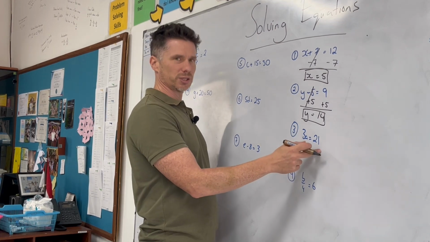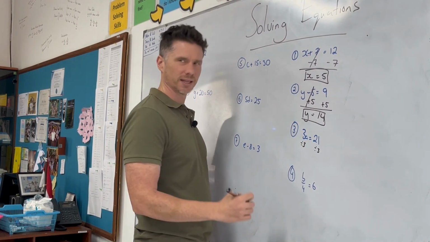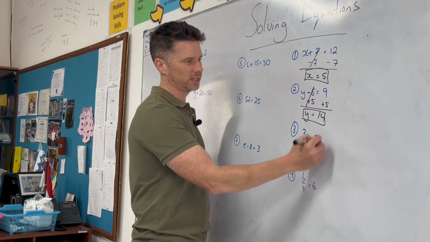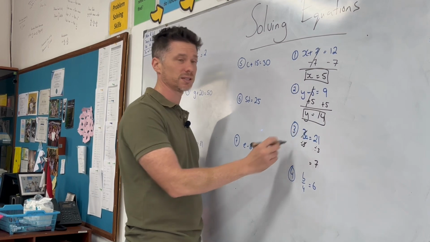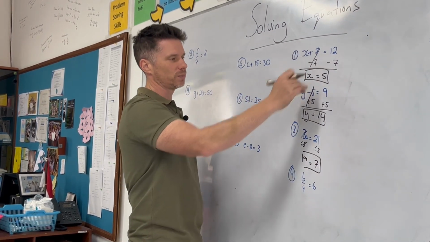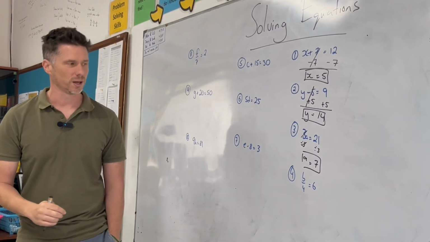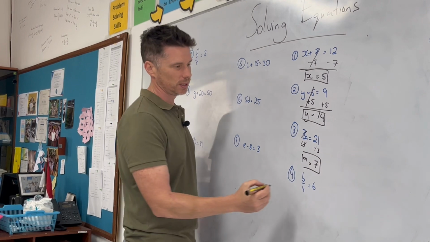3 times a is 21. The opposite to times by 3, divide by 3. I can write it like that if I'd rather. Over this side, this is pretty straightforward. 21 divided by 3 is 7. What happens here? Well, the 3's cancel out. Now you'll notice that each time we do this, something disappears. The number we want on the same side as the letter disappears, is what we want to happen.